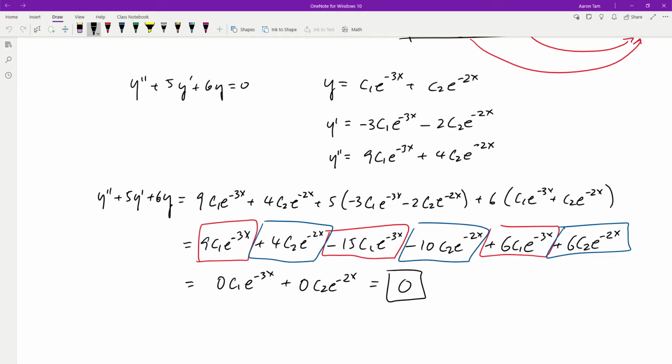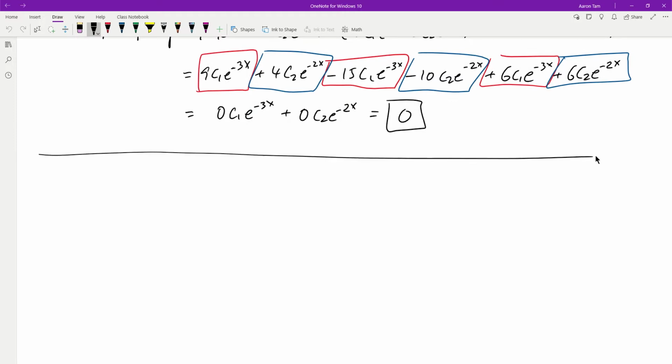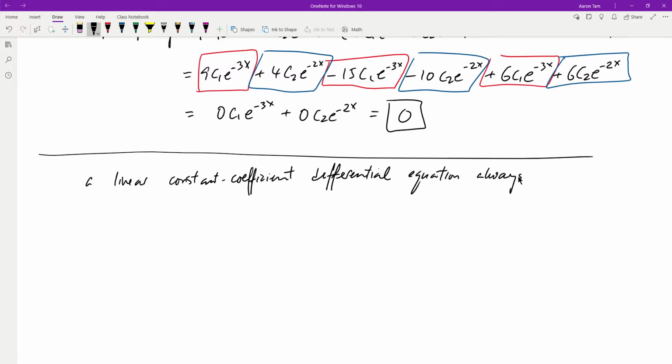Well, the idea is the following. Constant coefficient differential equations always have what we call an exponential solution. A linear constant coefficient differential equation always has an exponential solution.